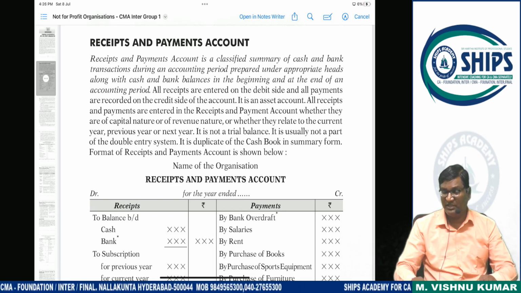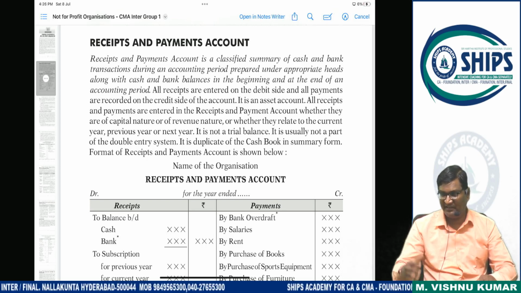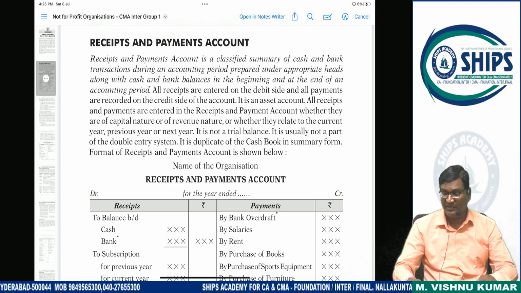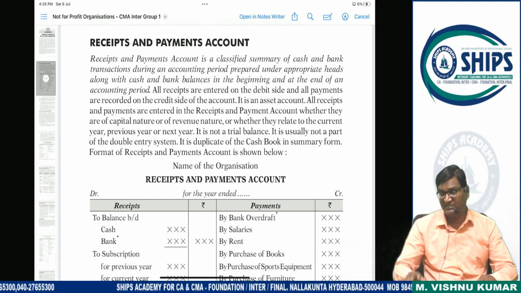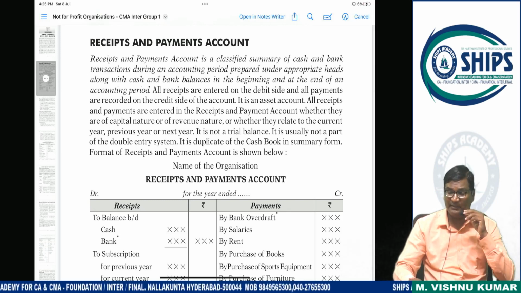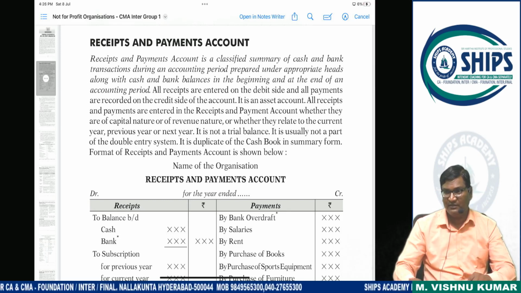Because there are no trade activities here. This is the reason that trading account and P&L account are not prepared, because the objective is different. Objective is to render service. That's why the objective is not to earn profit. This is the reason profit and loss account is not opened, income and expenditure account is opened. So ultimately financial statements consist of 3: receipts and payments, income and expenditure, balance sheet.